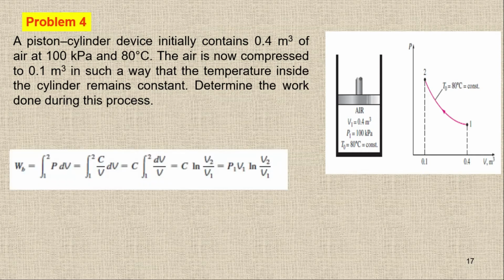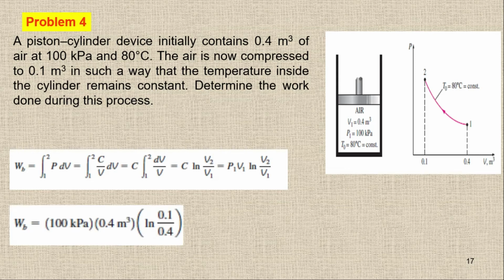So basically we are going to use an isothermal process, and for an isothermal process, the equation for the boundary work is like this one. We have already studied this one. So the boundary work is equal to P1 V1 ln V2 upon V1. We know P1, we know V1, we know V2, so simply by putting the values, you will get the answer.